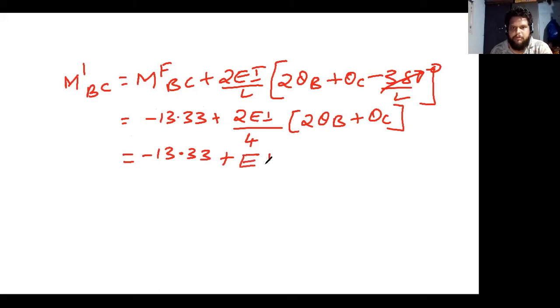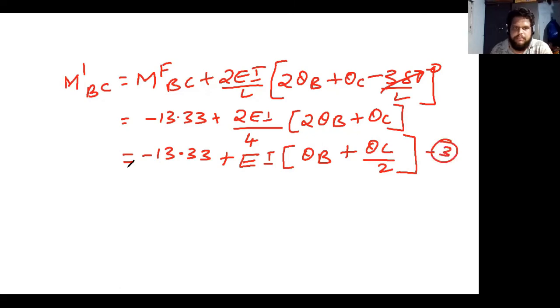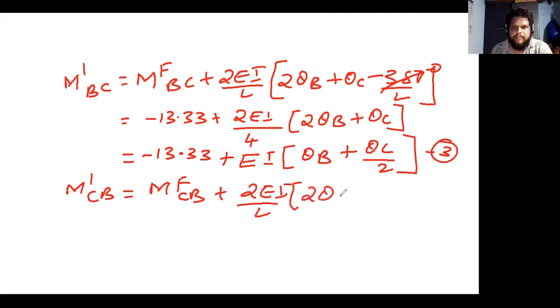I am taking EI common over here. So EI into theta B plus theta C by 2. Okay, so this is equation number 3. Similarly, M dash CB equal to MFCB plus 2 EI by L into 2 theta C plus theta B minus 3 delta by L. So again 3 delta by L is gone.